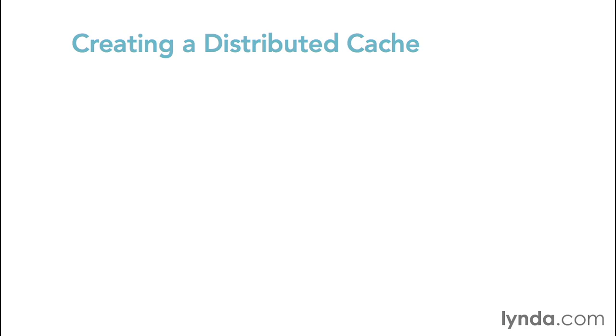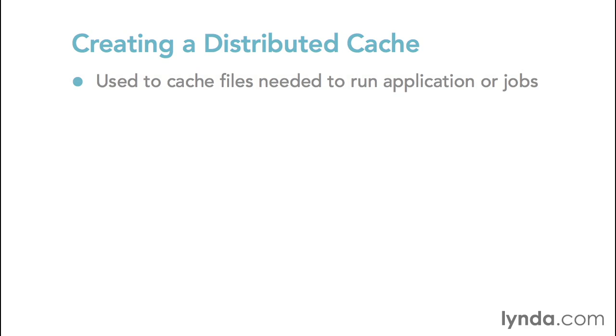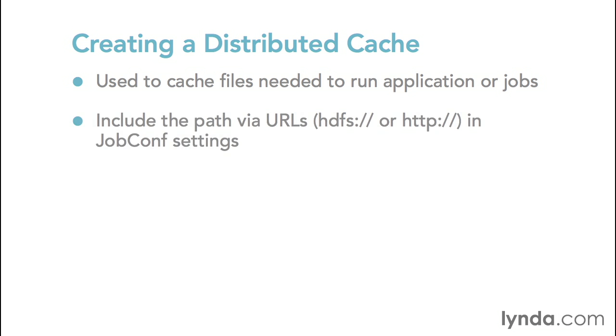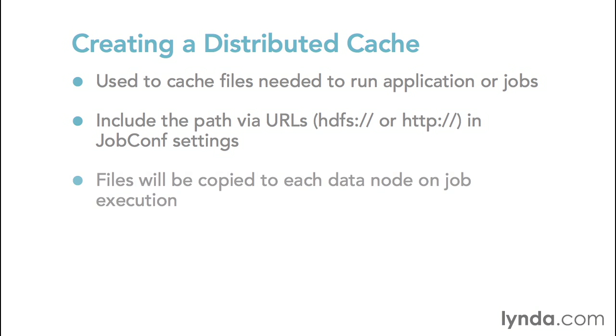We have one last optimization to talk about, and that's creating a distributed cache. What this is, it's used to cache files, things like text files, archives, jar files, that are needed to run applications or jobs. How you use this is you include the path to the file via a URL in the job configuration or job comp settings, and the paths can be to a location on the HDFS file system or on HTTP.